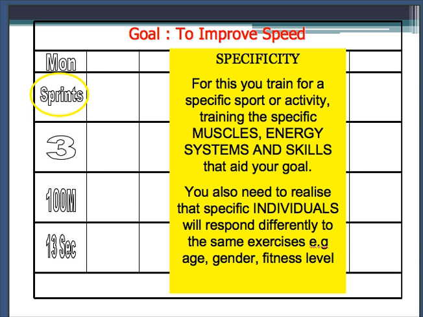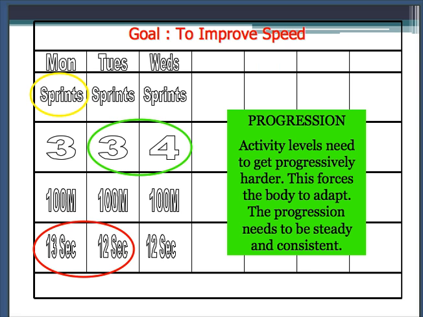Specificity, basically you need to apply your training specific to the needs of the sport. That may be muscle specificity, energy systems, and maybe even skills. Important to note that you really need to be specific in the energy systems you're training for. Progression, basically you obviously might plateau and keep the same, but you need to make sure that things are getting progressively harder for you and your body's able to adapt.